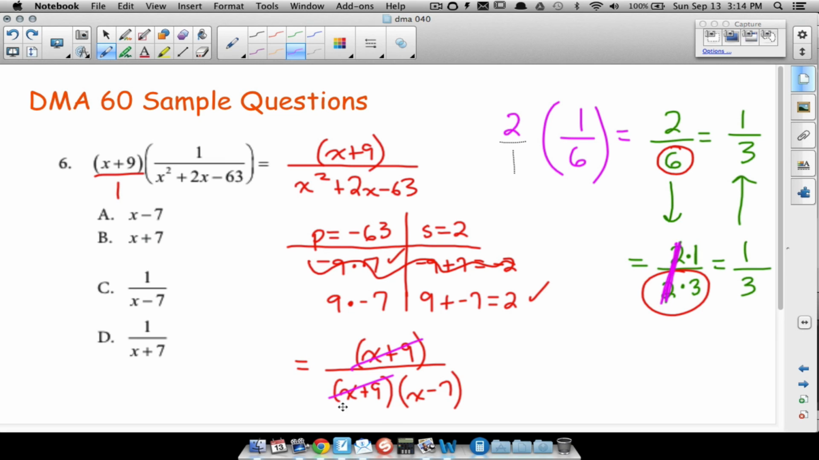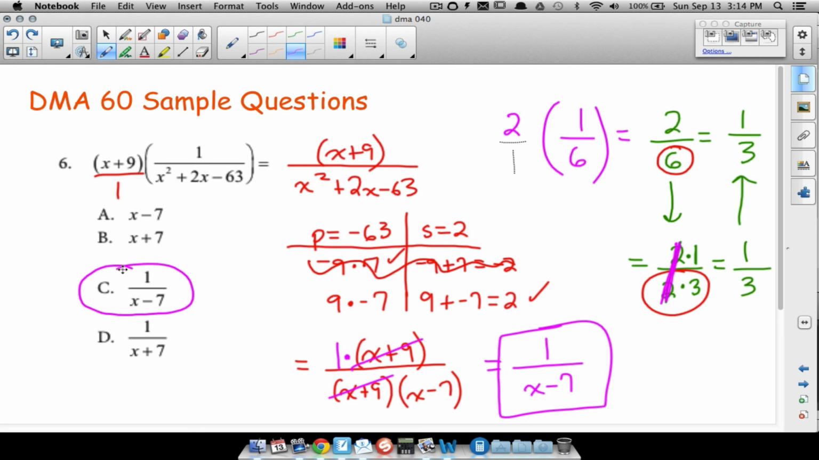This is arithmetic, this is algebra. And you may say, okay, well, everything canceled. But still, there's an understood 1 times this stuff, so we have to make sure we include that in our answer. And then the only thing we have left at the bottom is X minus 7. So there's our answer, which matches this perfectly.